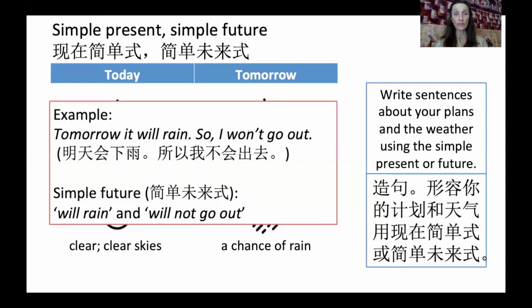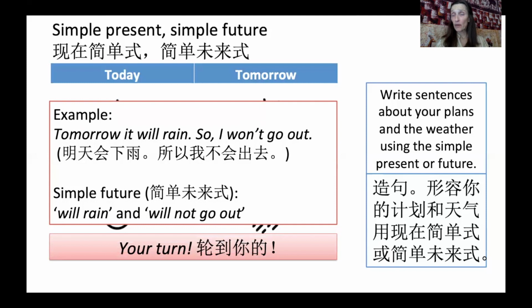Another example. Tomorrow, 明天的天气, okay. Tomorrow will rain, so I won't go out. All right, and here you have it in Chinese. 明天会下雨, 所以我不会出去. Okay. So the simple future is in both sentences, will rain and will not, or won't go out. I won't go out. Won't is will not. It's the same, except this is contracted.